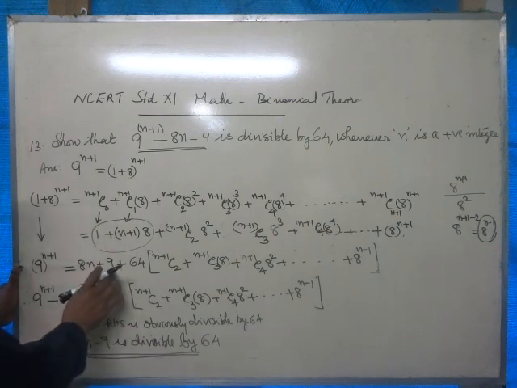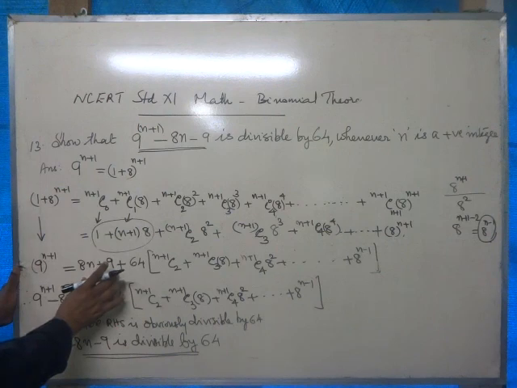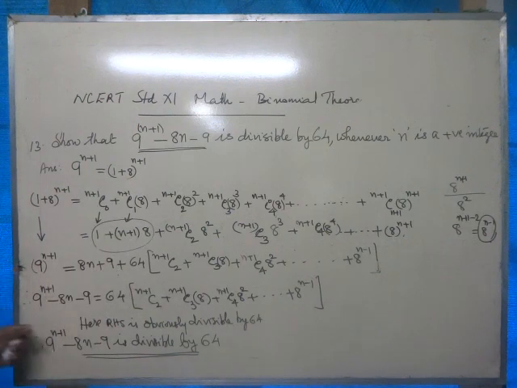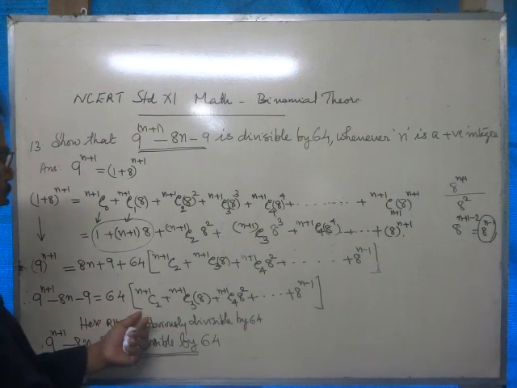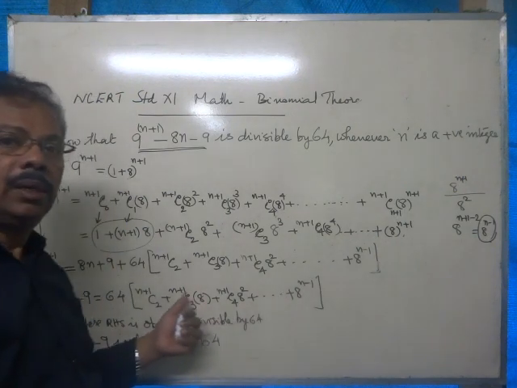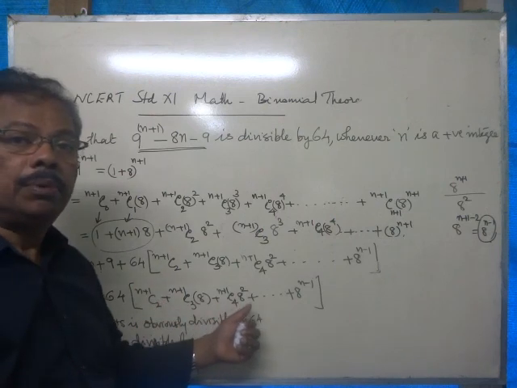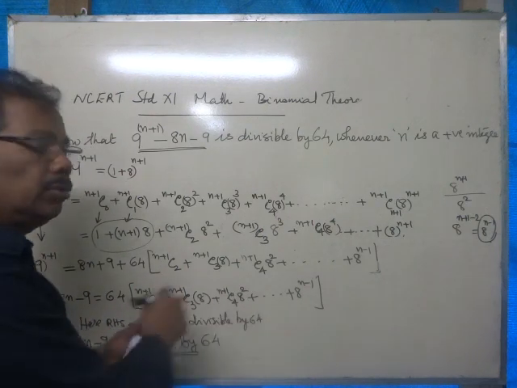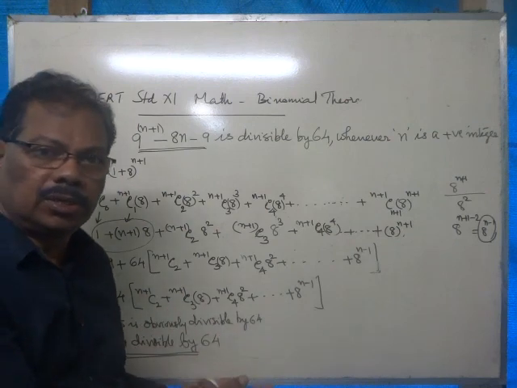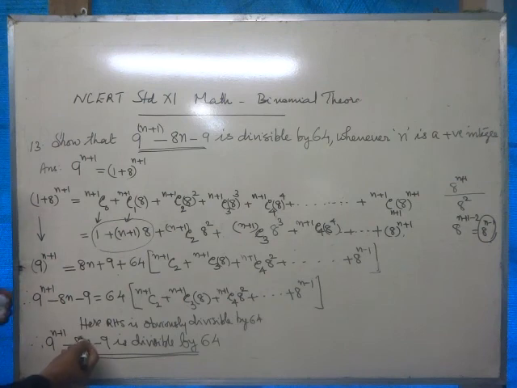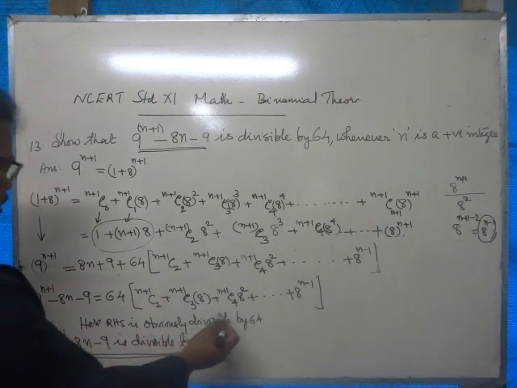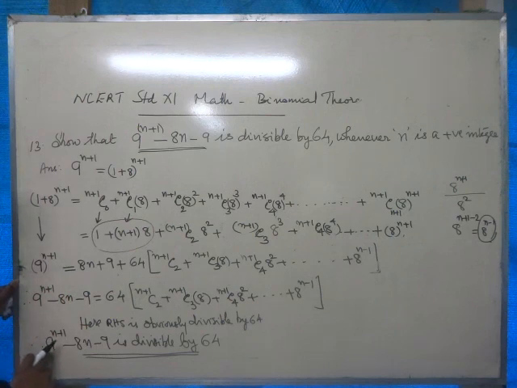Now, we have shifted these two terms, 8n plus 9, to the left side. The remaining is 64 into, see what is given in the bracket, it will always be a positive number. 64 into a positive number is obviously divisible by 64. Therefore, in the next step, we have written, here RHS is obviously divisible by 64. That is, 9 raised to n plus 1 minus 8n minus 9 is divisible by 64. Right.